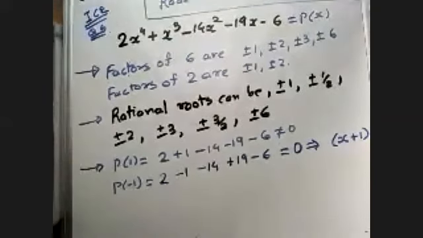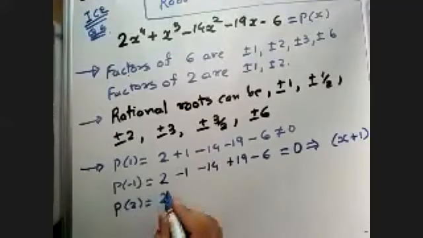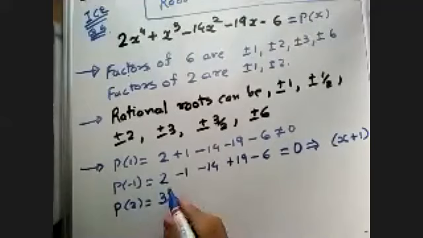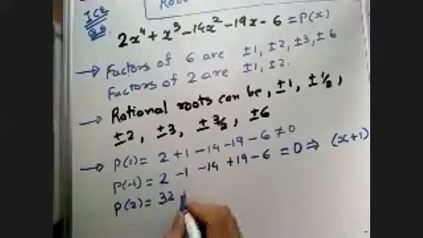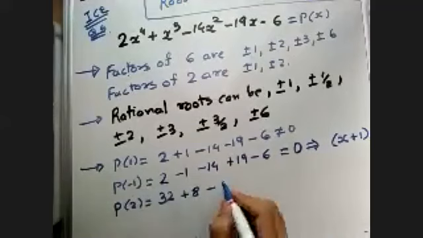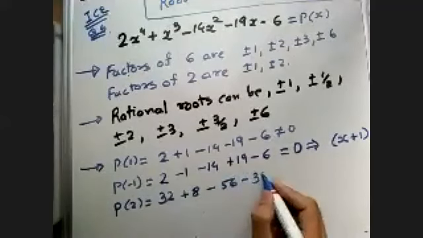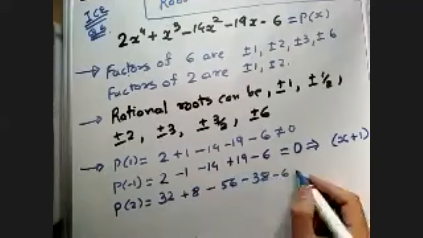So let us check for 2. So for p of 2 it is 2 to the power 5, that is 32. Right. So if we use the long division method after this, you will end up with a cubic polynomial. Now let me show you a combination of the long division method in this. So this is 32 plus 2 cube is 8 minus 2 square is 4, 14 4s are 56, 19 2s are 38, and it is minus 6. Definitely it is not equal to 0.